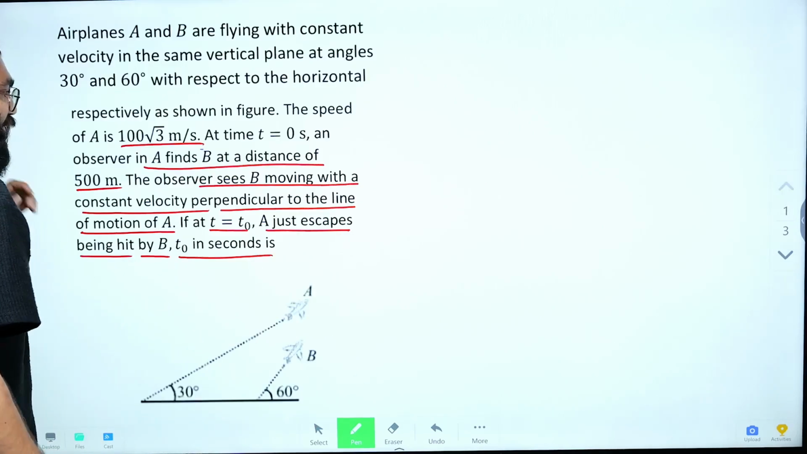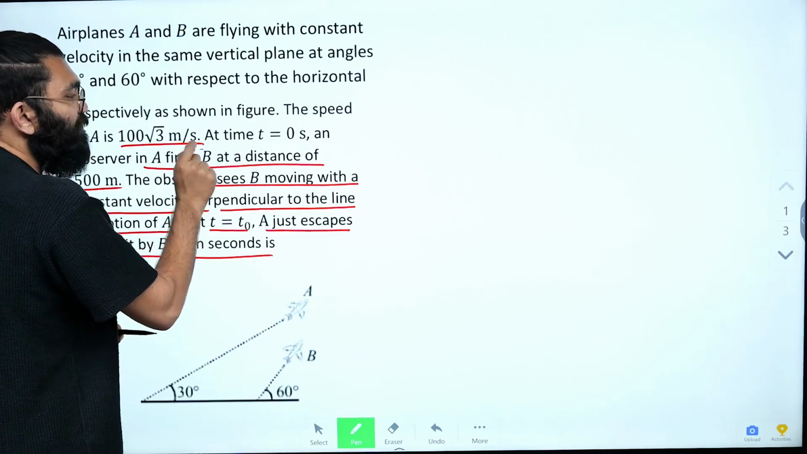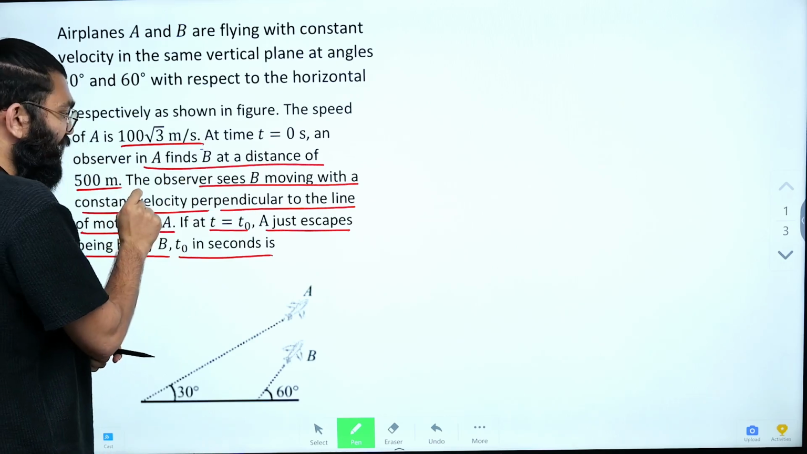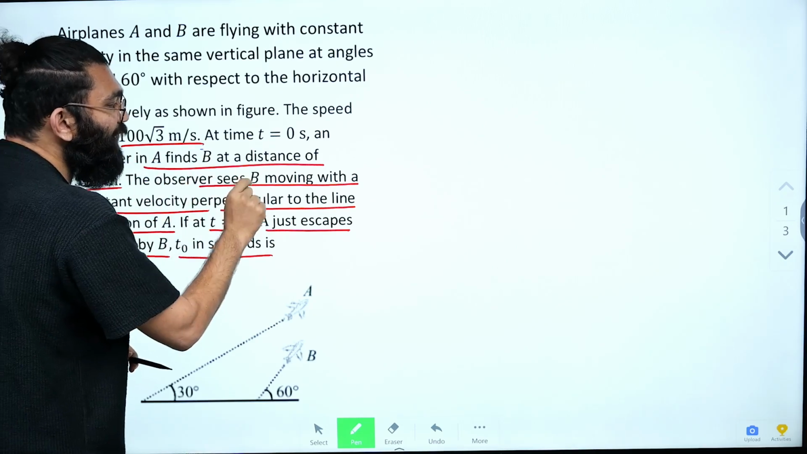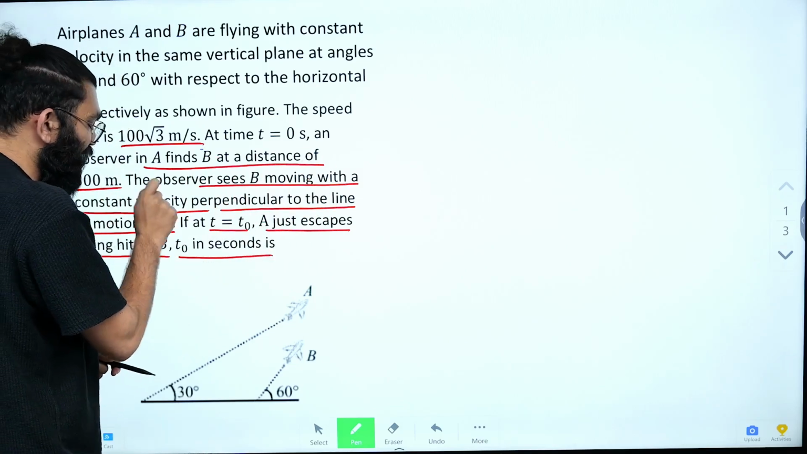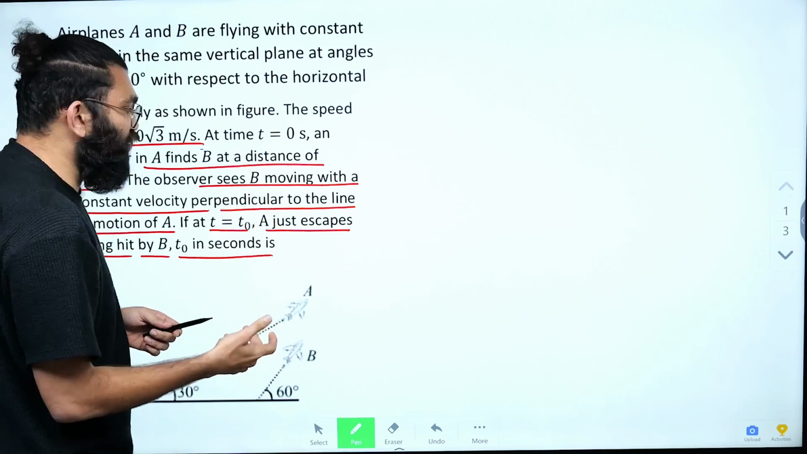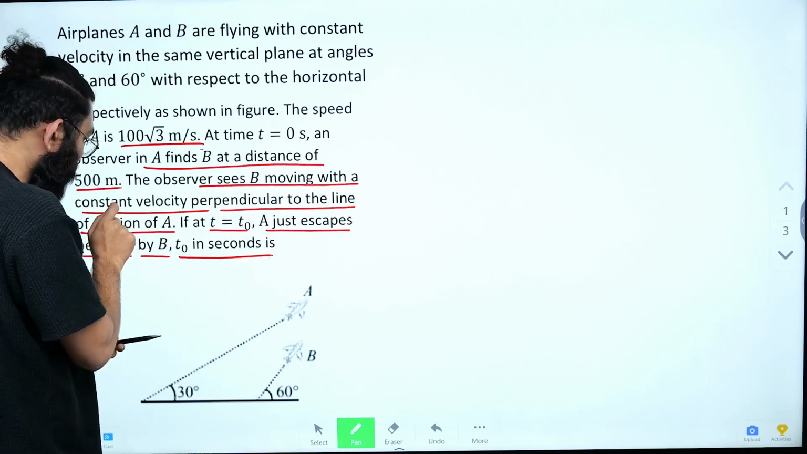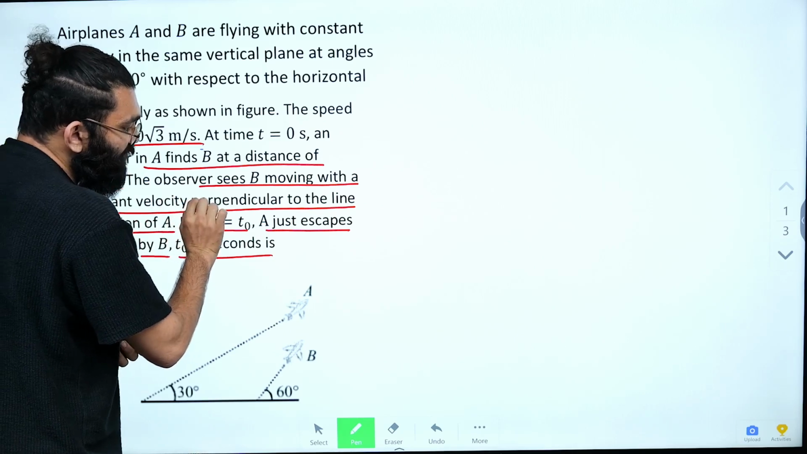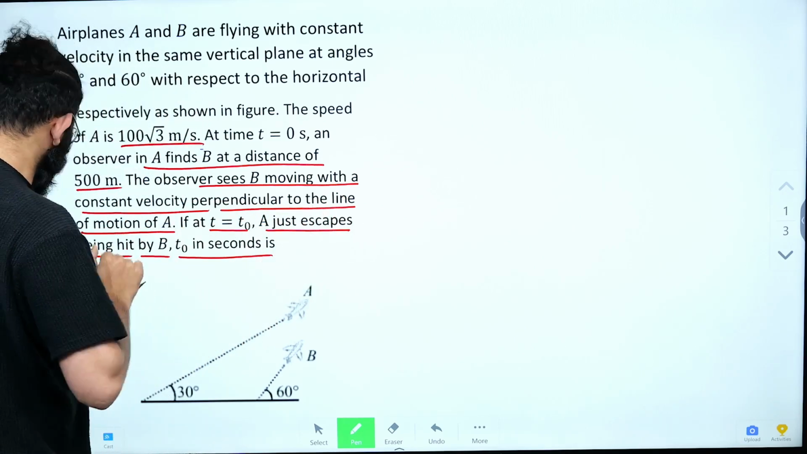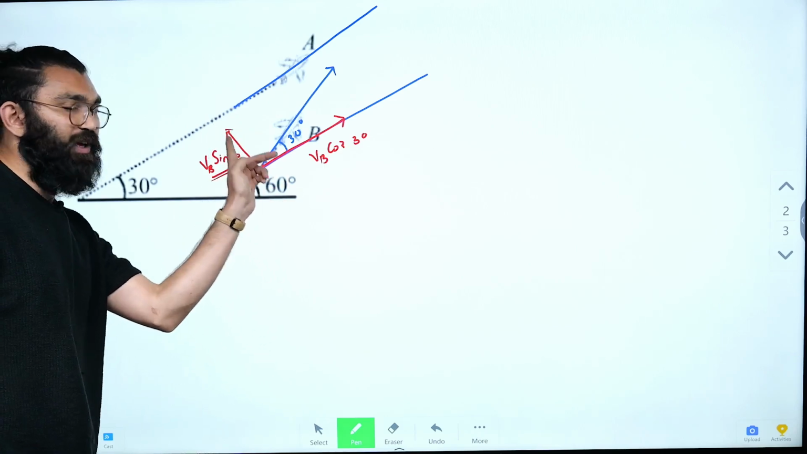How? Because the observer from A finds that B is at a distance of 500 meter and sees B moving with a constant velocity. An observer from A can only experience the relative velocity of B. So the relative velocity of B is only along the direction perpendicular to the line of motion of A.